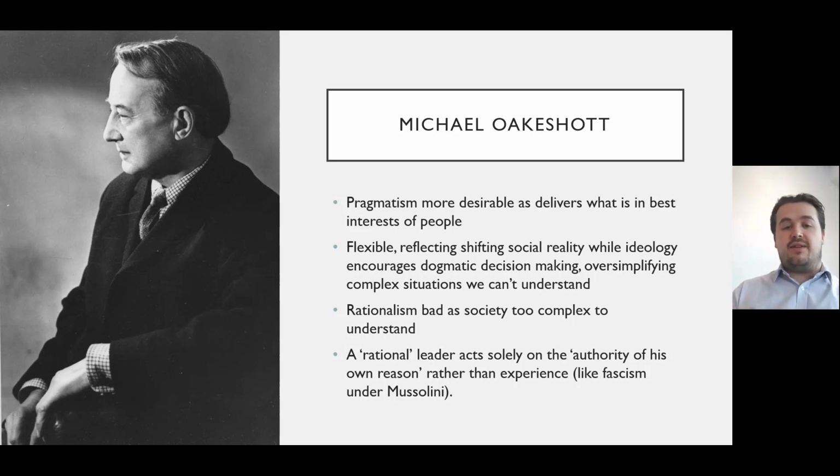Okay, so let's take fascism for example. Both Hitler and Mussolini and Francisco Franco argued that they were acting on rationality, but Oakshott says that actually they just acted on the authority of their own reason. They weren't doing things in the best interest of their own people. They just thought that it would be better for society, according to them. And he says that their entire ideology is just too complex, that the answers they're coming up with are just wrong because we can't answer those questions.